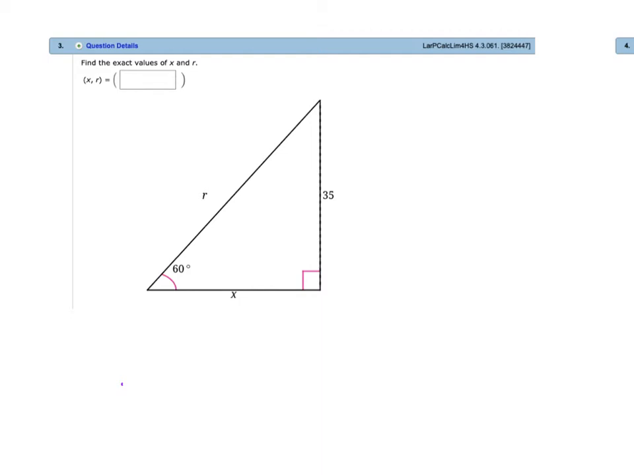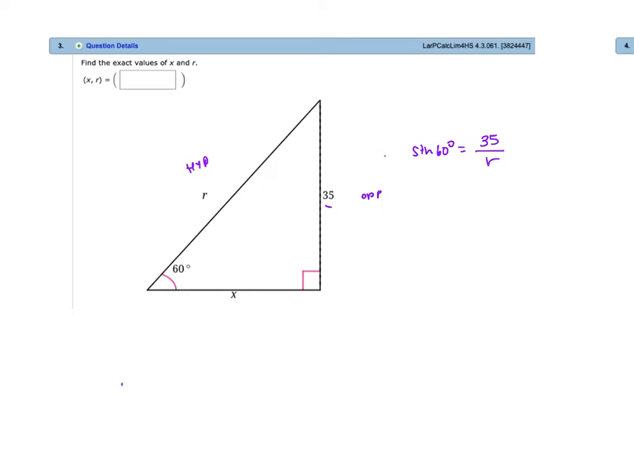First I'm going to go through the way using sine of 60. And then I'm going to use the special right triangle properties, which is actually really nice and short if you remember those properties. So for 60 degrees, we have 35, which is opposite, and then we also have the hypotenuse. Looking at this, we can use sine of 60 degrees equals 35 over the hypotenuse r.